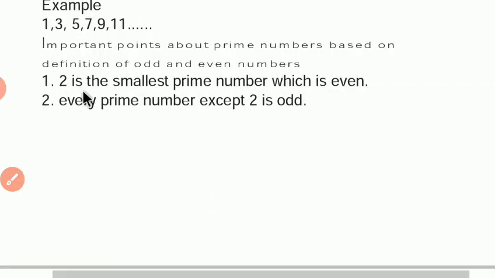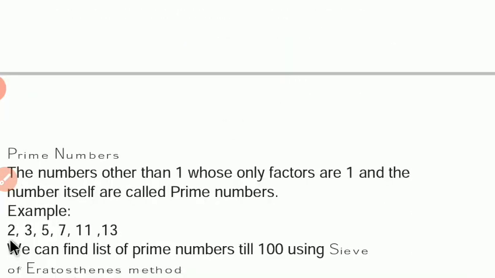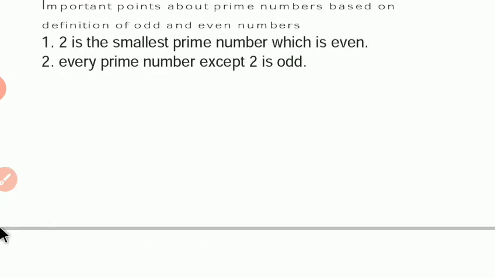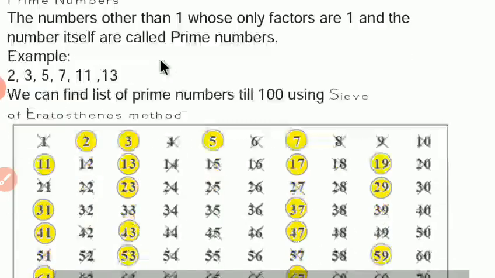So you can see that 2 is the smallest prime number which is even. The prime numbers start from 2 and it is an even number. Only one number is like this, which means 2 is the only prime number which is even. Otherwise all prime numbers are odd. So every prime number except 2 is odd. It is an exceptional case that 2 is an even number, and other than 2 all prime numbers are odd.